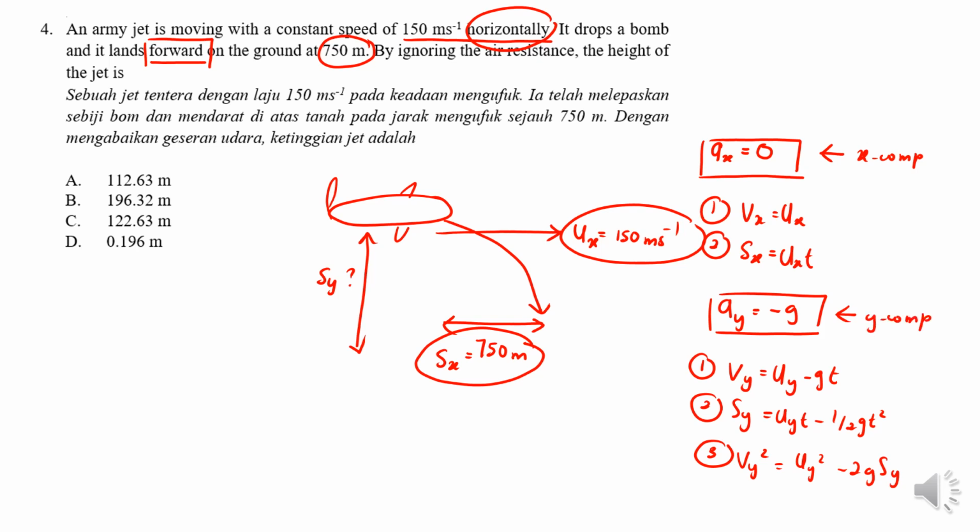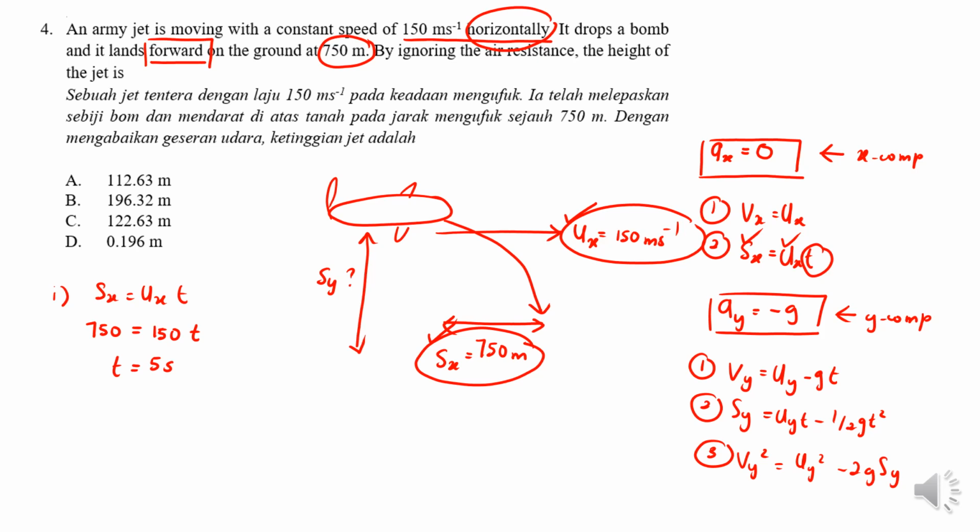The question has already given us ux and sx. So we have displacement in the x component and we also have ux. For the first part, we find the time taken for the motion first. So sx equals uxt, where sx is 750, ux is 150, and t. So t would be equal to 5 seconds. Okay, and so we already know t.